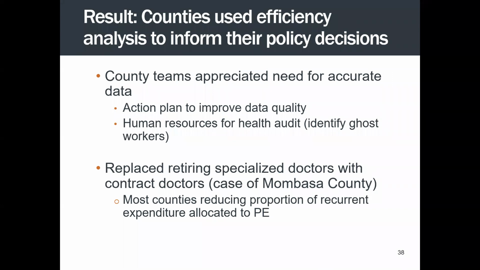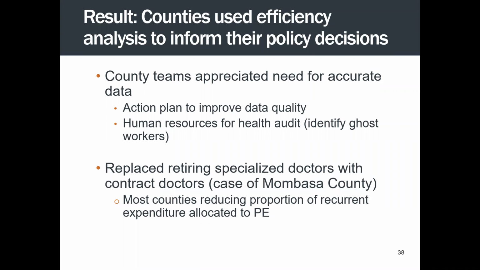Having said that, these results, despite the fact that they look very simplistic, have actually led to a shift in the way counties are allocating their resources. This has come as a result of county teams appreciating the need for accurate data, because part of the reasons that counties were giving when we were discussing these ratios was that some of the numbers are appearing that way because certain expenses maybe were not debited correctly in the right place and so on.